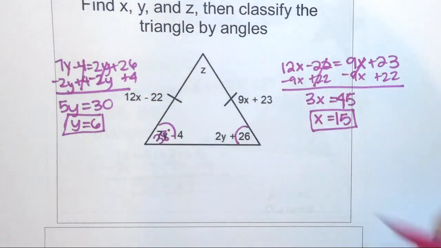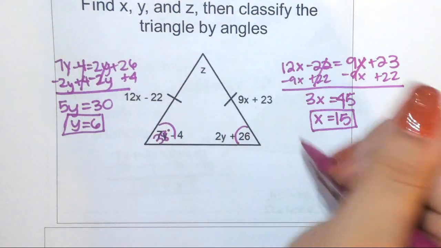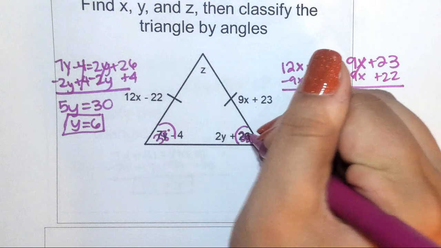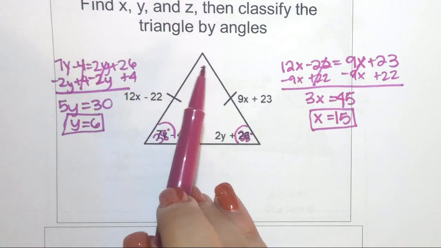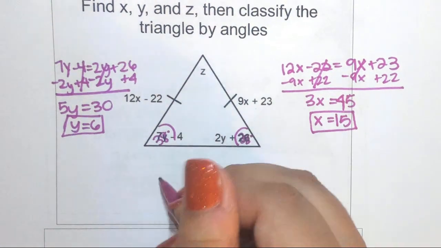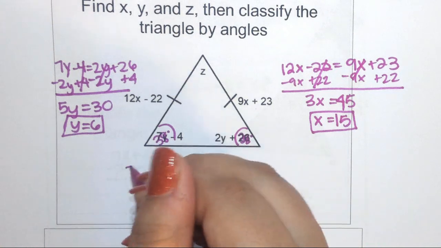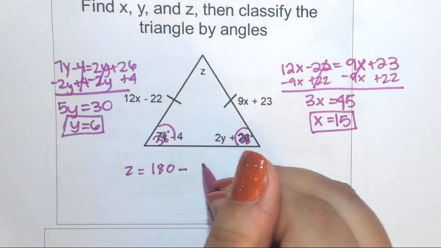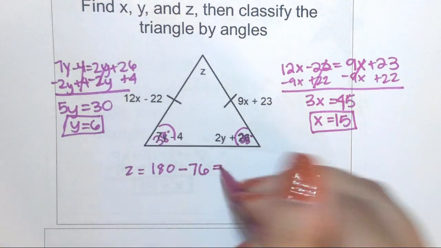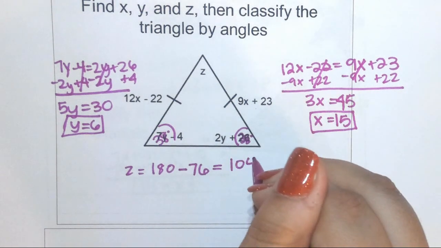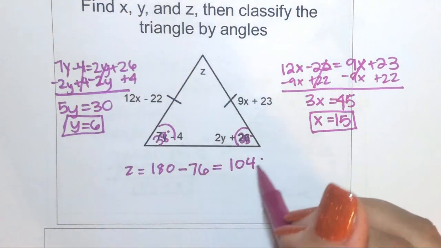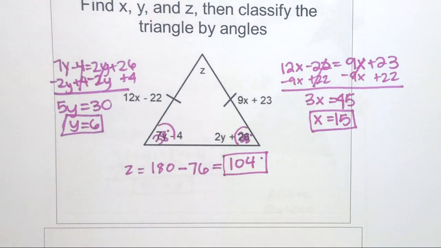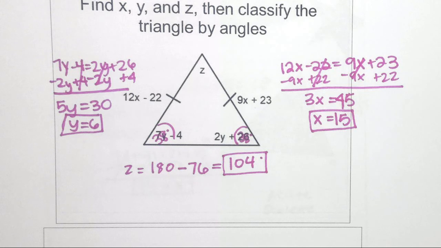And so what should this side be? 38. And if I were to plug that in again, I would get 38. So if I get 38 and 38, how do I find z? Subtract it. So 180 minus 76 gives me what? 104 degrees is z. Okay. That was the longest.